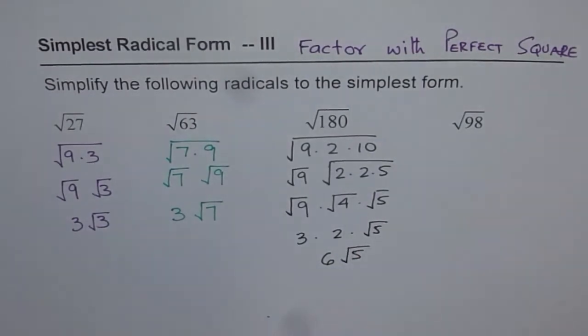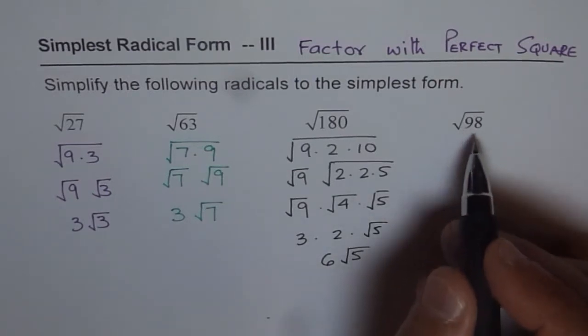So that is the simplest form of square root of 180. This is simplest because 5 does not have any perfect square as its factor. The only factors of 5 are 1 and 5, right? None of them is a perfect square. So we say it is the simplest form.